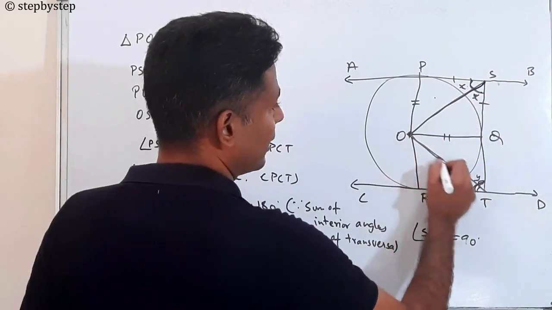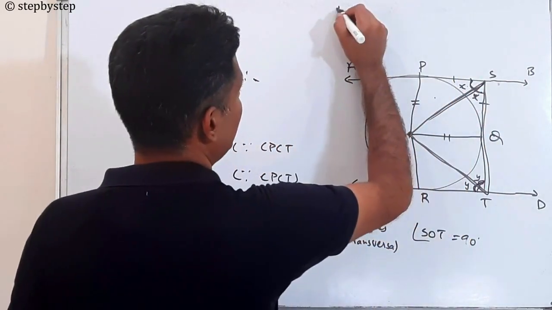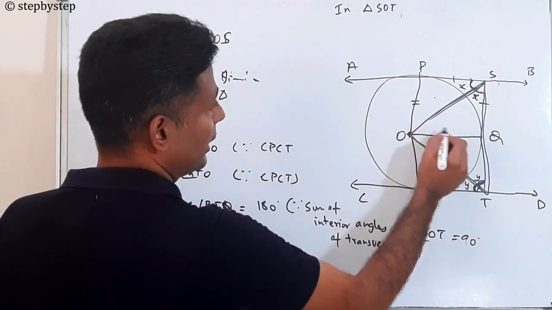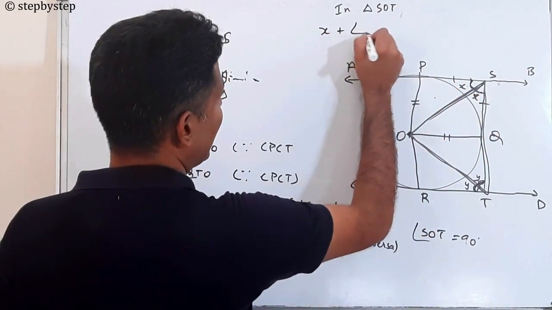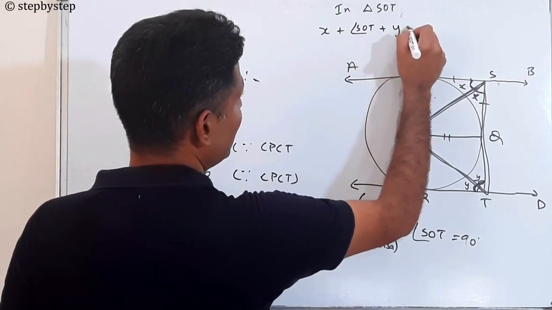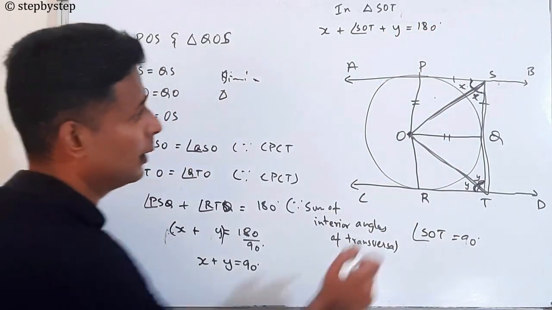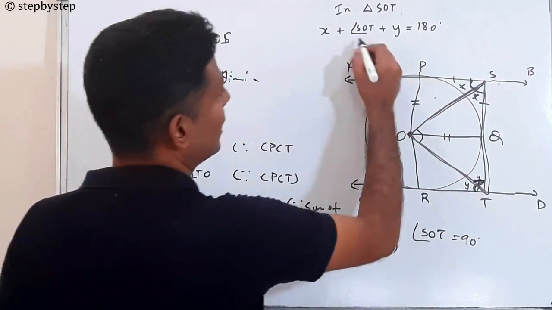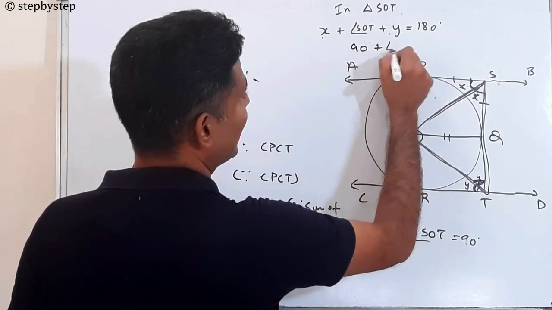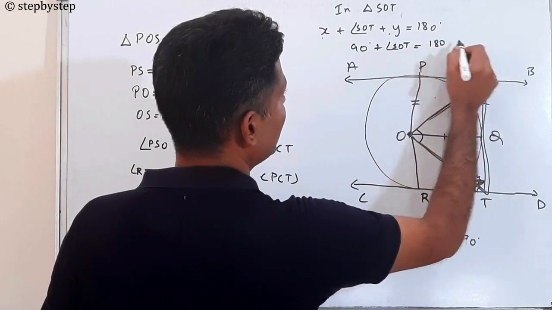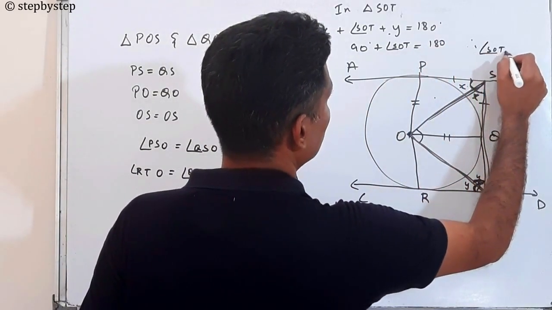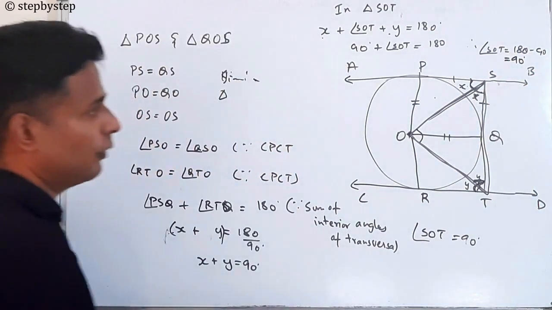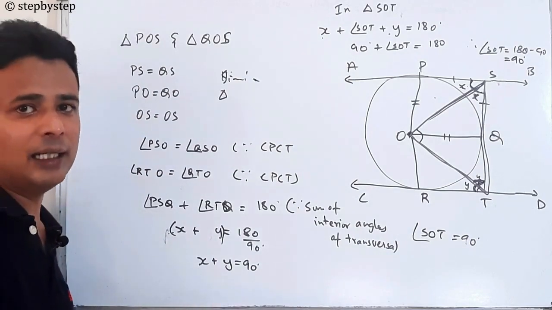Now considering this triangle only, triangle SOT, what do we have? In triangle SOT, this angle x plus angle SOT plus y equal to 180 degree, angle sum property of triangle. But what do we have? x plus y is 90. So we get 90 plus angle SOT equal to 180 degree. So therefore angle SOT will be equal to 180 minus 90, which is equal to 90 degree. So we have proved angle SOT is 90 degree.